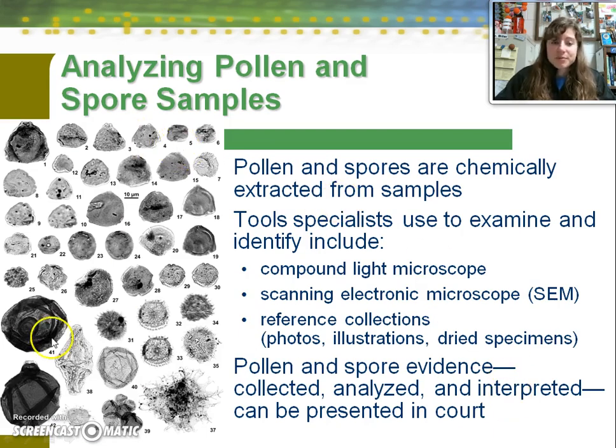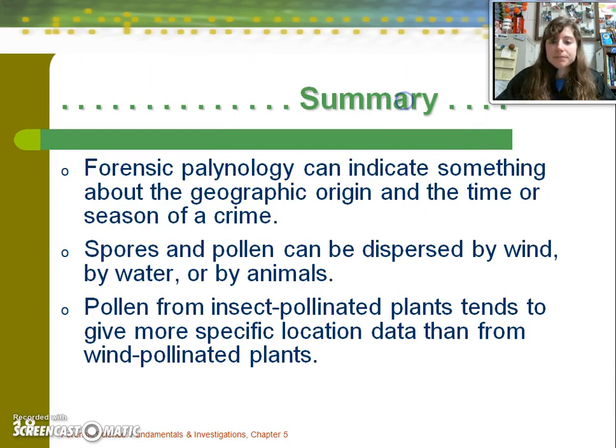This is just a small-scale example of the incredible, tedious, and detail-oriented nature of palynologists. So this would be a reference sample where these different species of pollen grains have been documented, and so you can use those reference collections to try to identify something from a crime scene. And we've also been looking at images throughout this screencast of compound light microscopes, scanning electron microscopes, which give really excellent detail. And so it needs to be collected, analyzed, interpreted, and then can be presented in court.